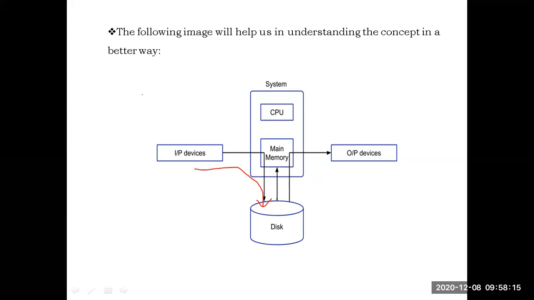For example, three jobs are running. Input data of J1, J2, J3 are coming parallelly. All of them are placed in the buffer first. Whenever the CPU requests the input data of J1, it will come to main memory. If the CPU requires the input data of J2, it will come to the main memory, and if it requires the input data of J3, that will come to the main memory.